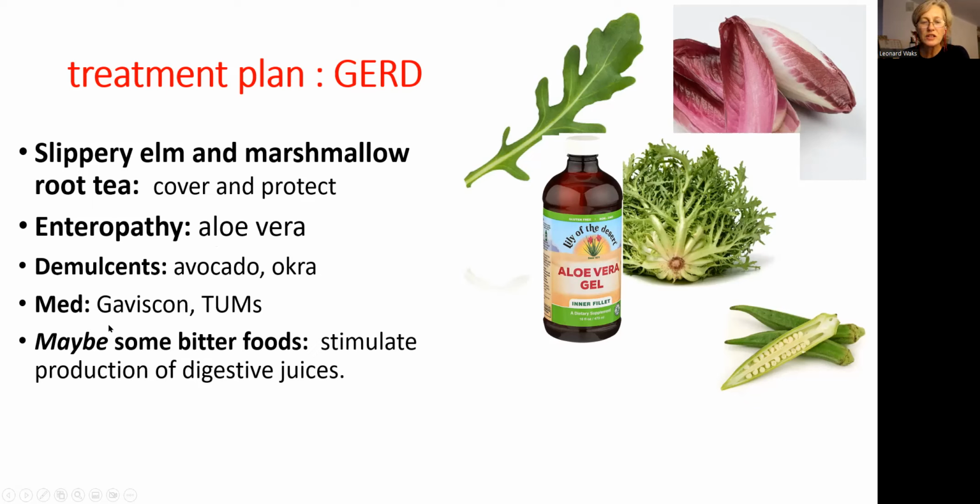Experiment with medications, Gaviscon, Tums, maybe a little bit of bitter foods that will stimulate the production of juices. Remember, we need to stimulate that because the parasympathetic system is basically dying, right? Experiment with arugula. Experiment with daikon and escarole.